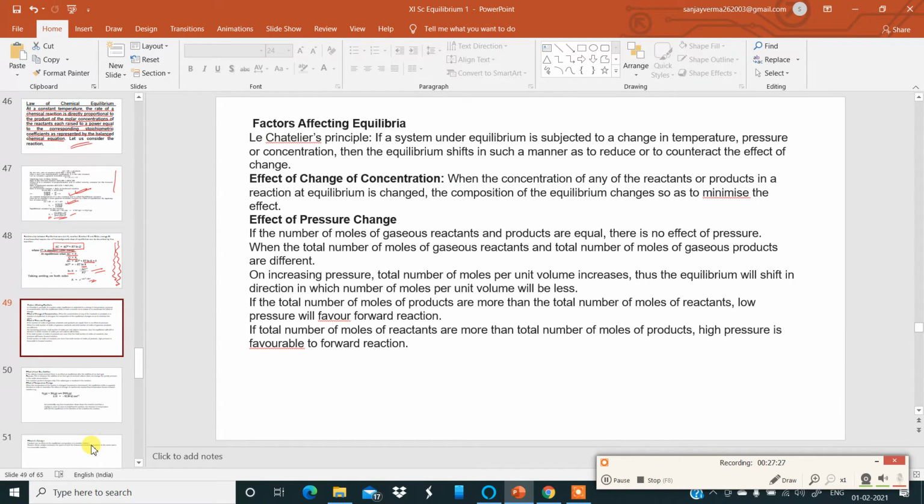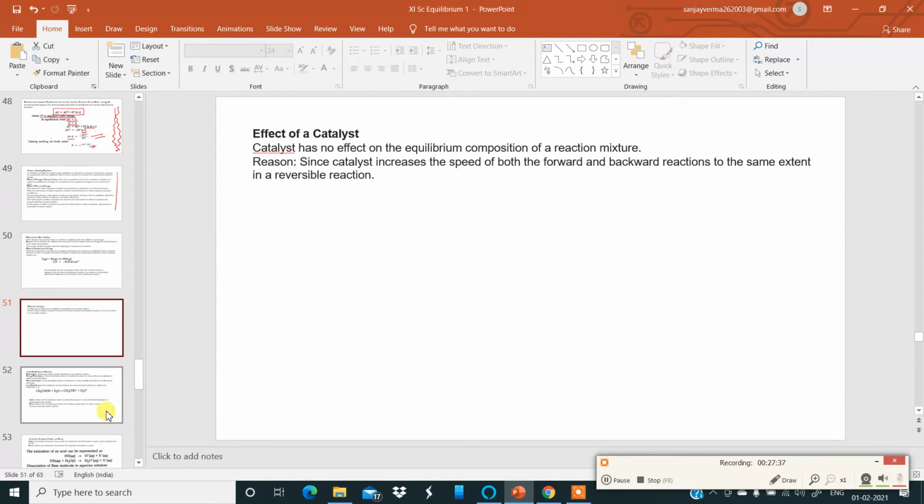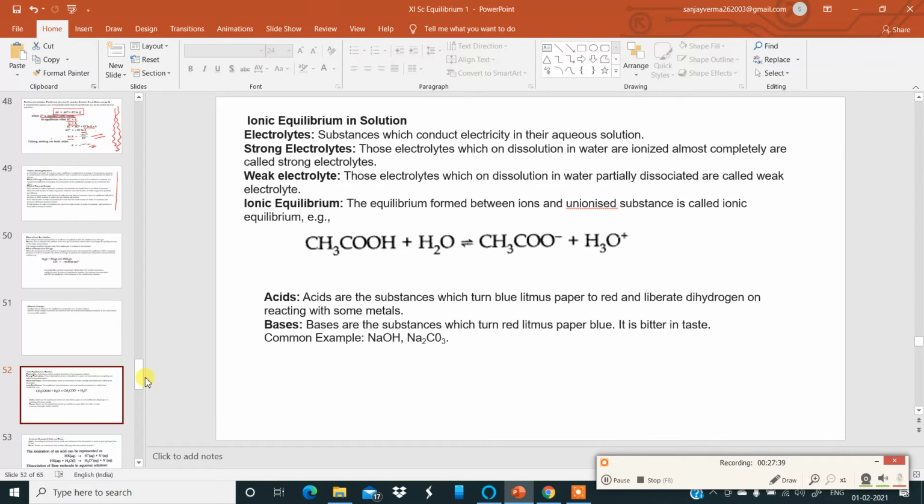Now, factors affecting equilibrium. This is something which I have already explained in my previous video class. This also I have done. Effect of catalyst also I have done. Now, ionic equilibrium in solution. Electrolytes is done. Strong electrolytes is done. Weak electrolytes is done. Ionic equilibrium: the equilibrium formed between ions and unionized substance is called ionic equilibrium.